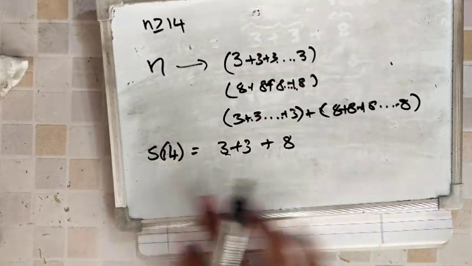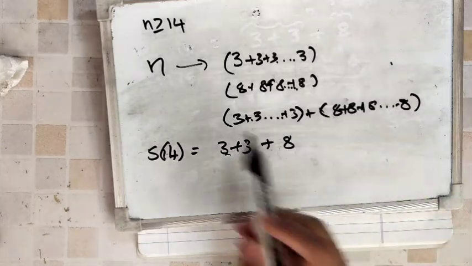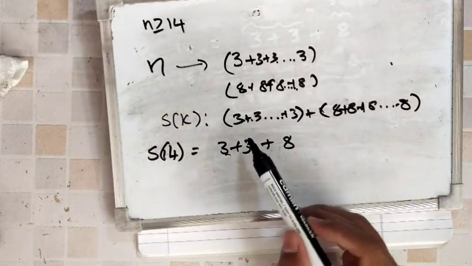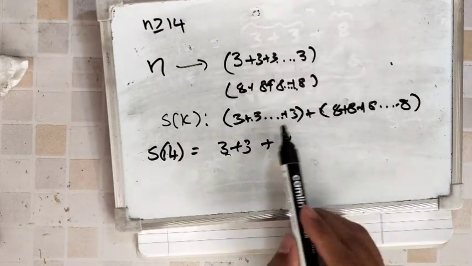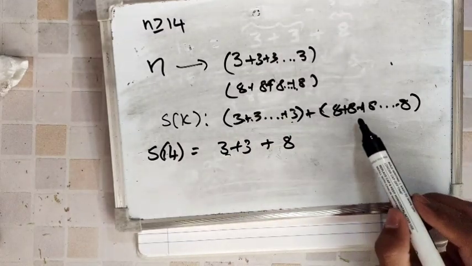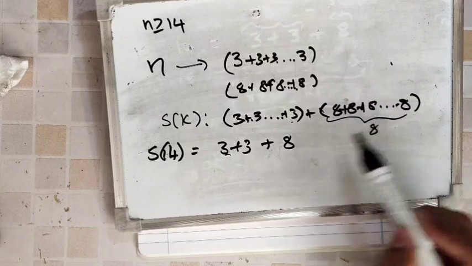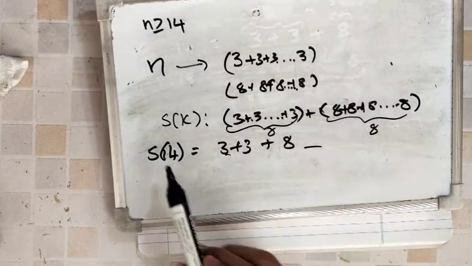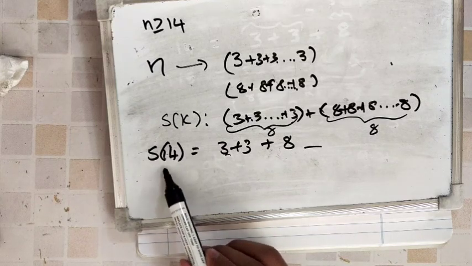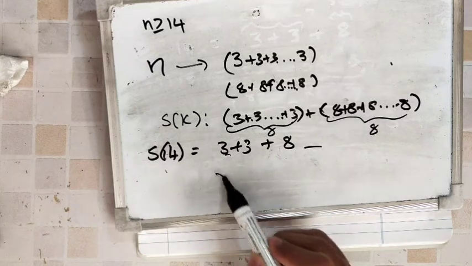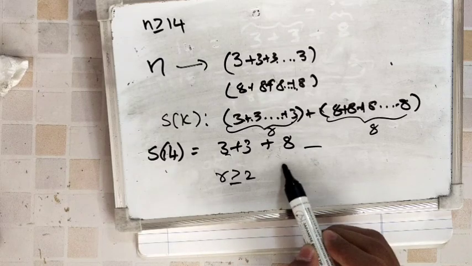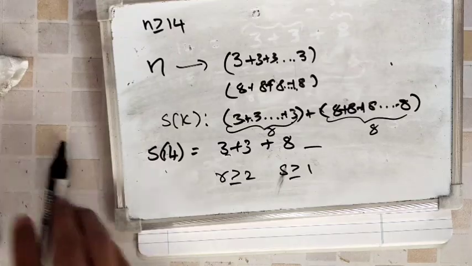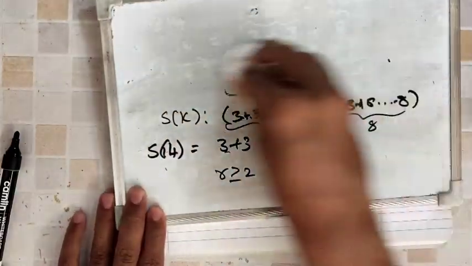First I will say S of n is true, and so on. For S of k, I am assuming it like this, where r denotes the number of times 3 is used and s denotes the number of times 8 is used, okay. So from this given equation you can say that for S of k equal to 14, r is greater than or equal to 2 and s is greater than or equal to 1.